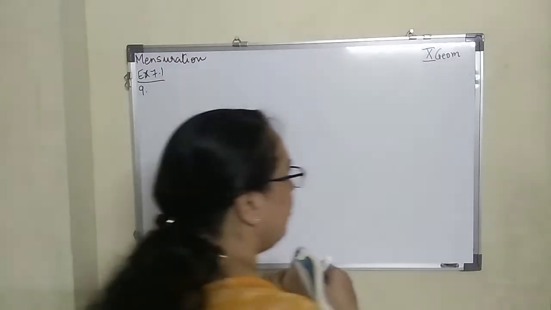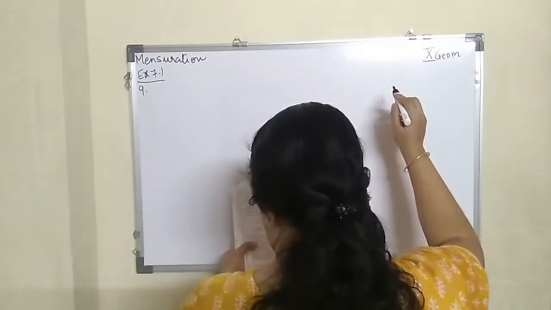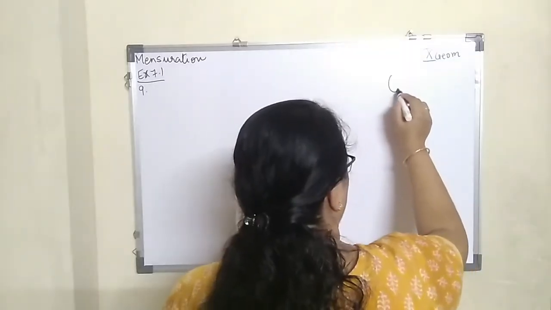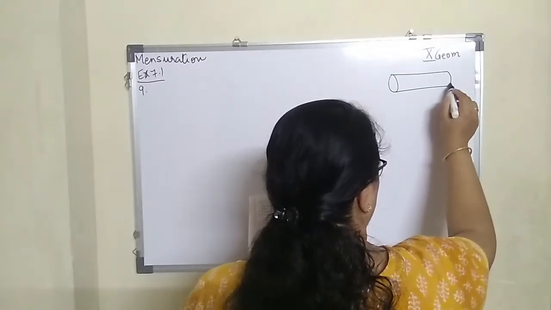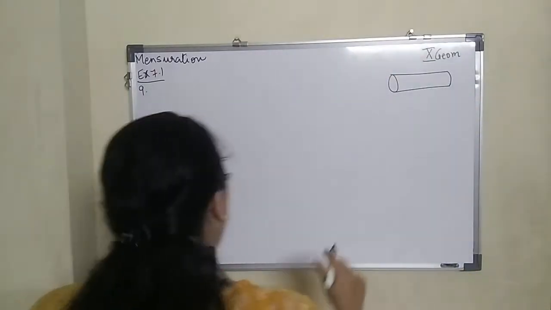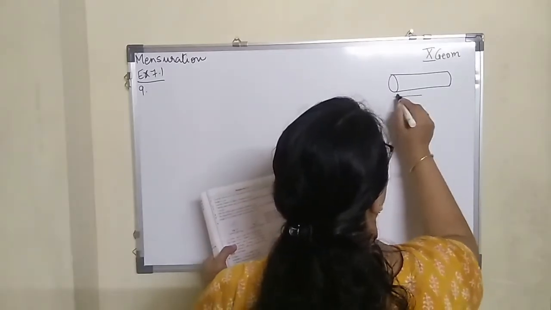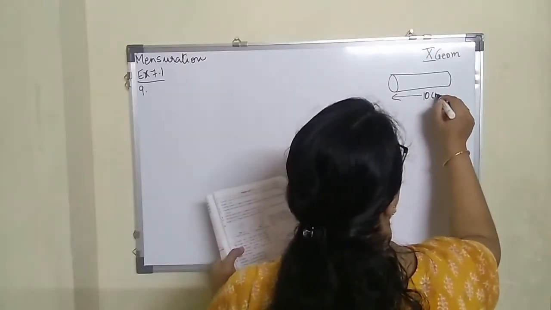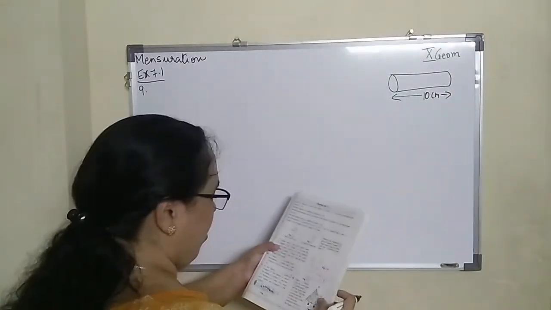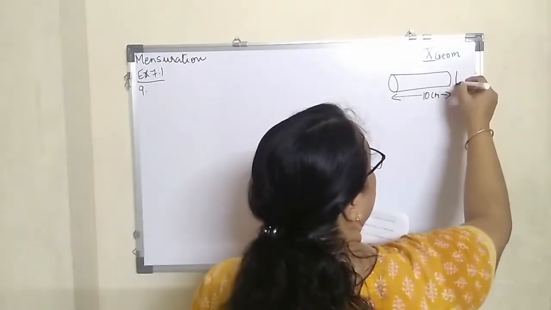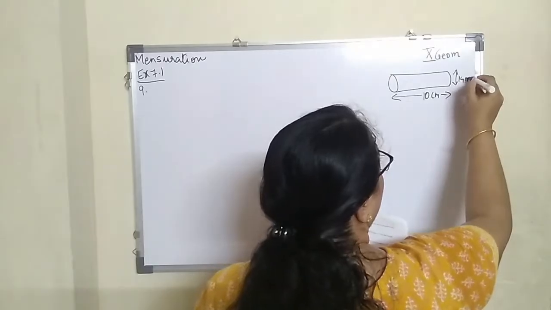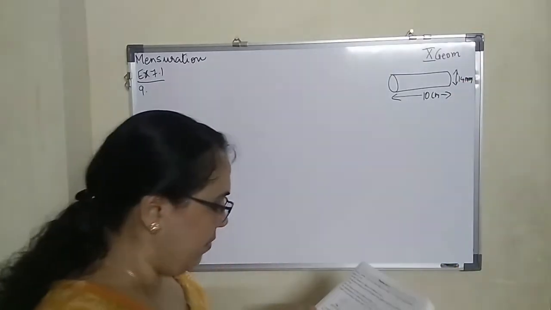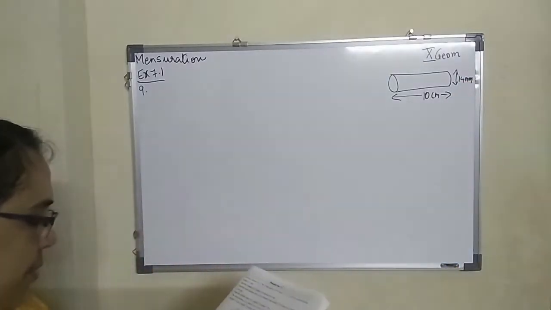So you can see the wrapper is very clearly given as a cylindrical structure there, and the height is given as 10 centimeter. The diameter is given as 14 millimeter. Okay, this is about the wrapper.